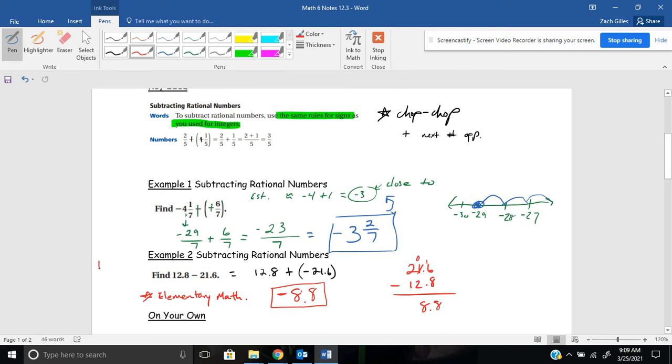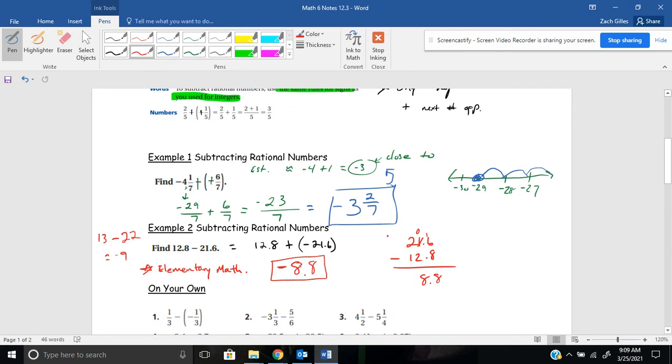This rounds to 13 minus this rounds to 22. What's the difference between 13 and 22? 9. And this would be negative 9 since 13 is first. Is my answer close to negative 9? And absolutely it is. So it's reasonable.